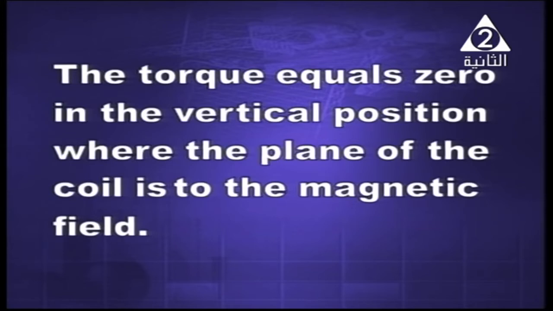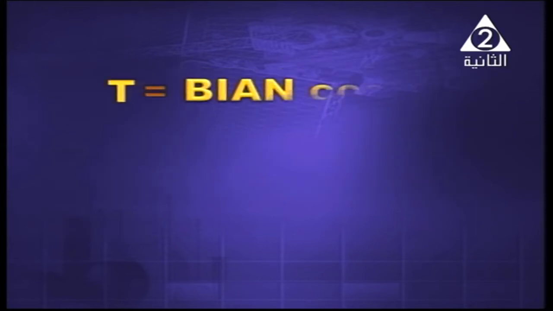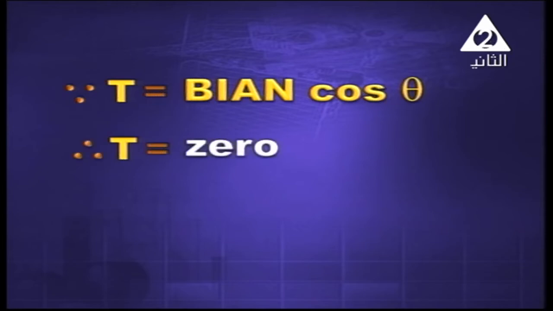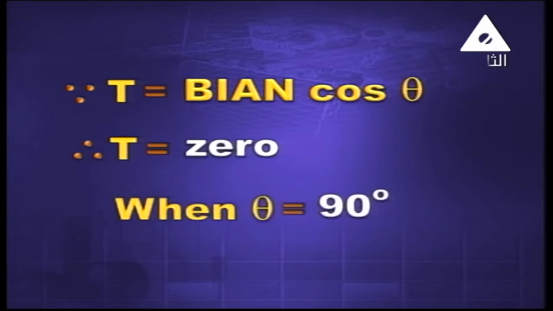By the way, the torque is expressed by the relation: torque is given by N B I A cosine theta. B is the magnetic flux density, I is the current intensity, A is the face area of the coil, N is the number of turns on the coil, and theta is the angle between the plane of the coil and the magnetic field. When theta equals 90, the torque will be 0, because cosine 90 is 0.